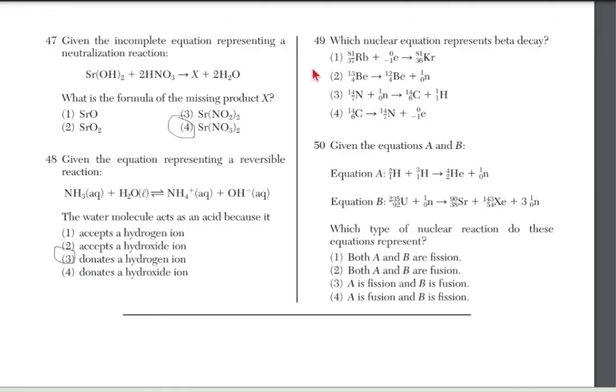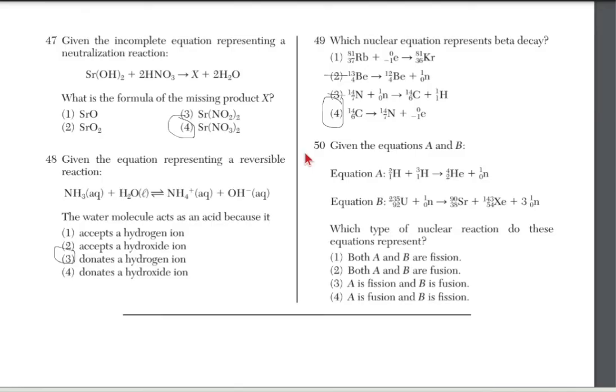Which nuclear equation represents beta decay? If you look at table O, a beta particle has a mass of 0 and a charge of -1. This means we can eliminate answers 2 and 3 because they don't show a beta particle. Beta decay also means that a beta particle has to be released on the product side, but this is not the case for 1, so we can eliminate 1 and the answer is 4.